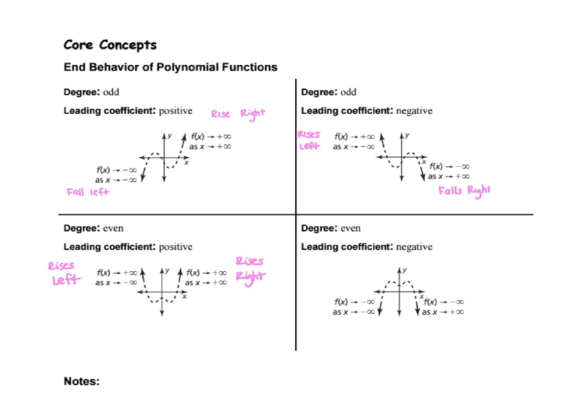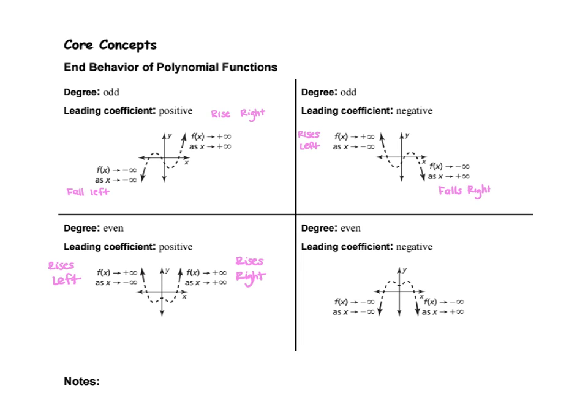Okay, rises left and rises right. And again, symbolically, the graph is going up on both sides. That's why f of x is approaching positive infinity. On the left side, x always approaches negative infinity. And on the right side, x always approaches positive infinity.